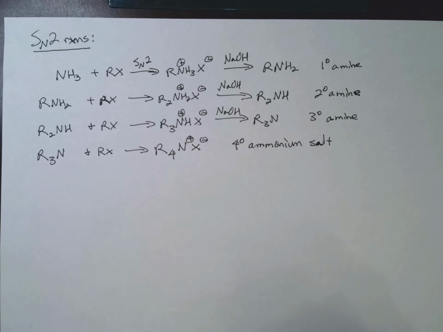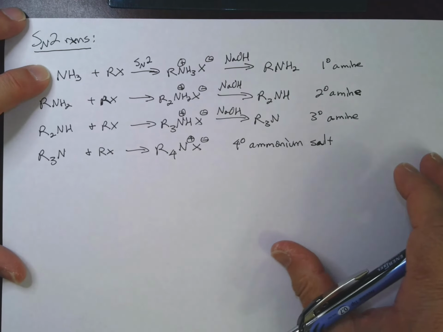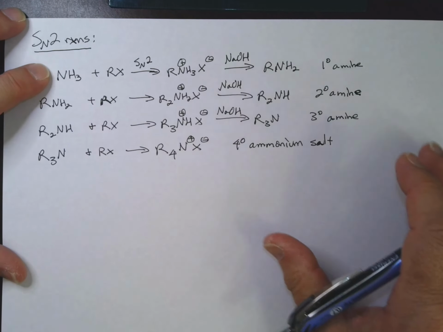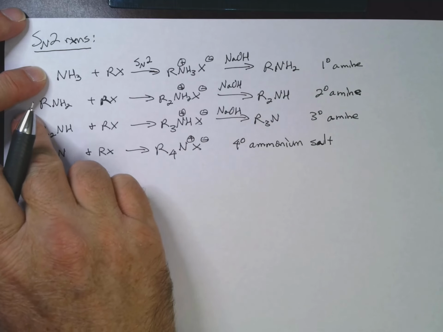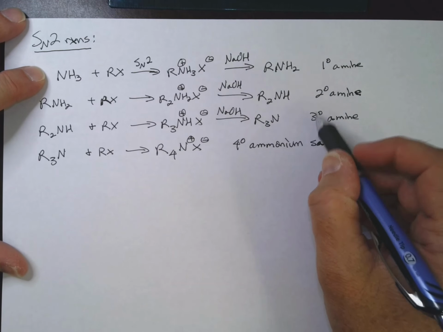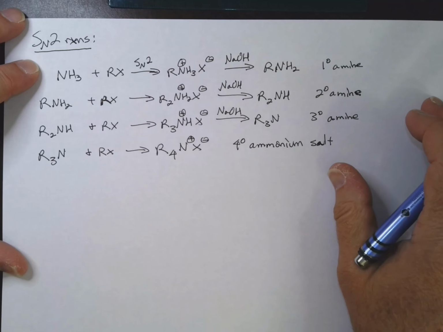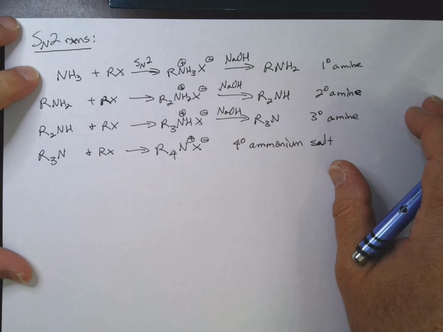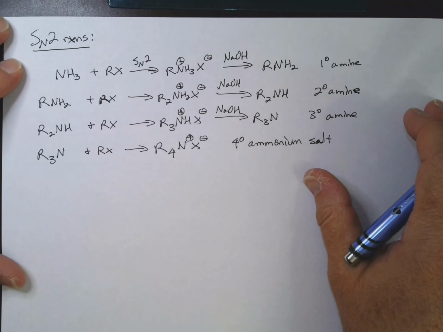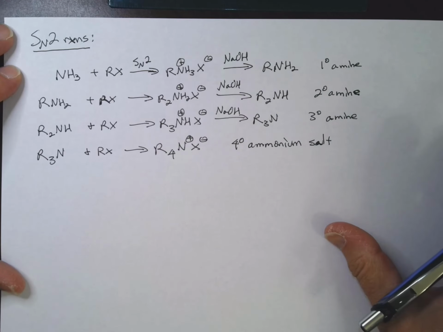Okay, so this is another way to make amines, as long as you have ammonia to start with, or another amine to start with. So if you want to make a tertiary amine, you can start with the secondary amine. So that's another way that you can do that. All right, now there are some better ways to make some types of amines.